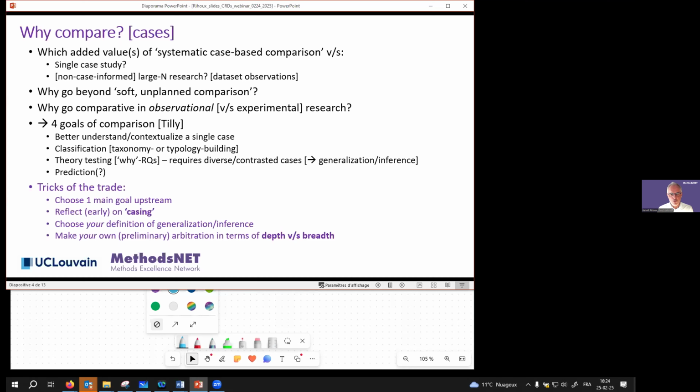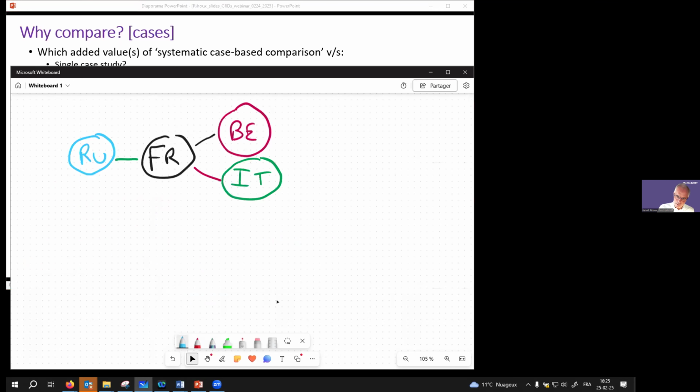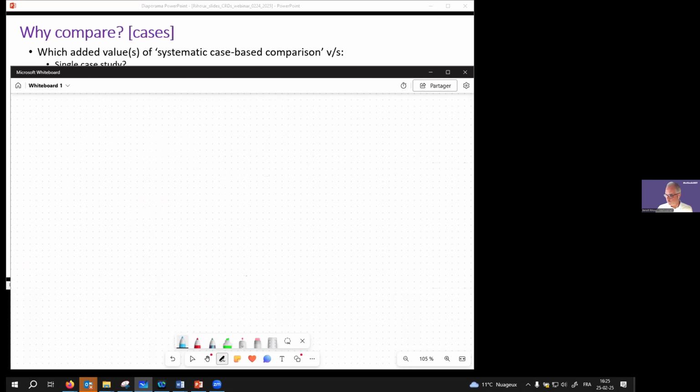Third, choose your own definition of generalization or inference. Do you have a more statistical view? Do you have a more open view? It's pretty important too. And fourth and not least, make your own arbitration, at least initially, in terms of depth versus breadth. Okay, this is a big topic that I would like to summarize via a small graph. It's a really classical thing when you think about comparison.